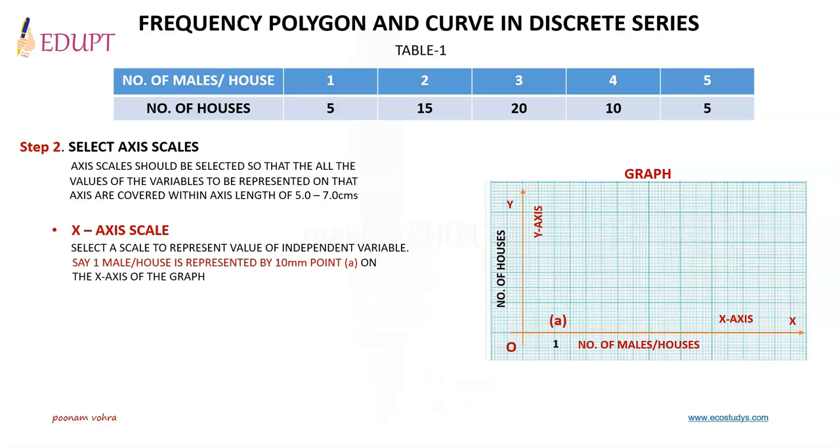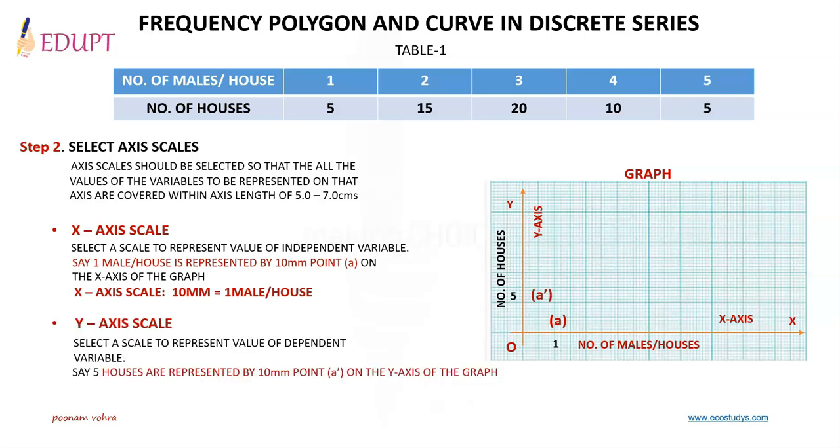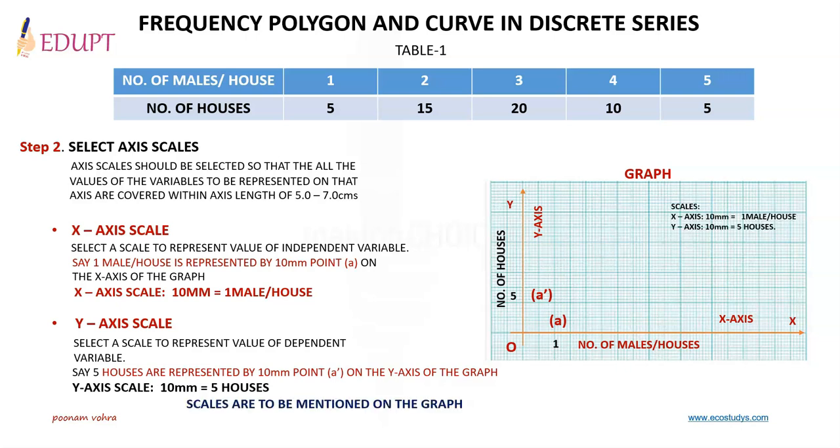So far as the x-axis scale is concerned, one male per house is represented by a 10 millimeter point, as represented by A on the x-axis. So the scale is 10 mm equivalent to one male per house. Similarly, for the y scale, we can have 5 houses represent a 10 millimeter point, as A dash on the y-axis. So the scale is 10 mm equivalent to 5 houses. These are mentioned on the graph.